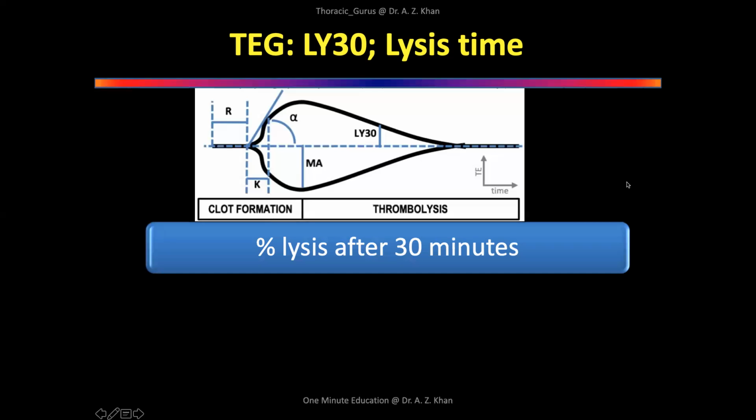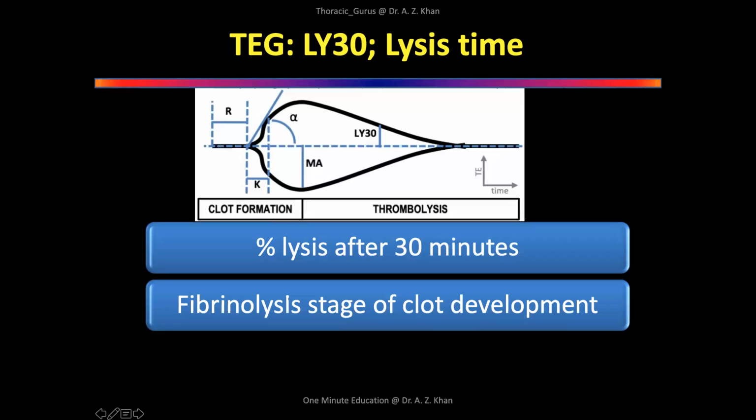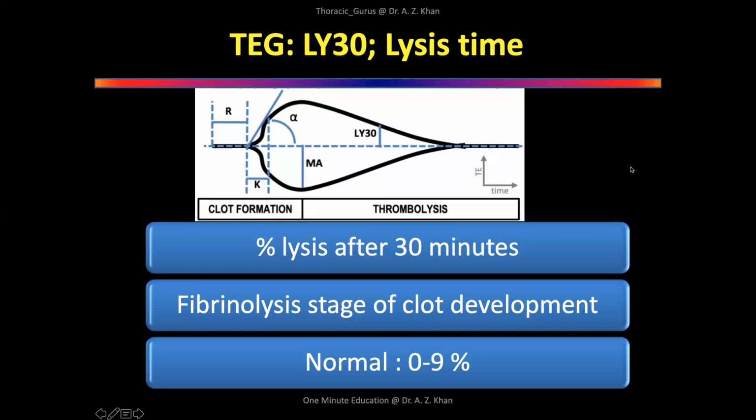What does it represent? It represents the lysis strength, the ability of the fibrinolytic system. So it's the fibrinolysis stage of clot development. Good. What is the normal for LY30 on a TEG? I'm not sure. 0 to 9% is the normal.